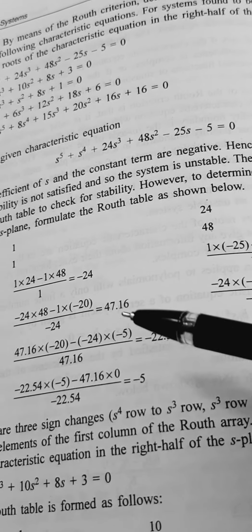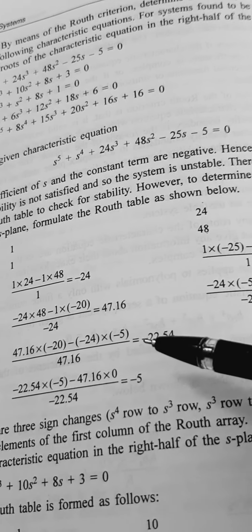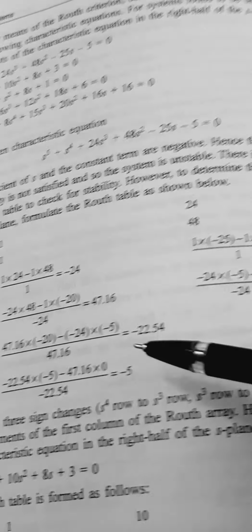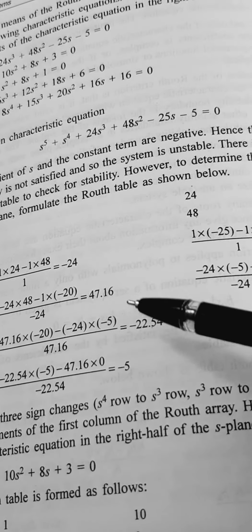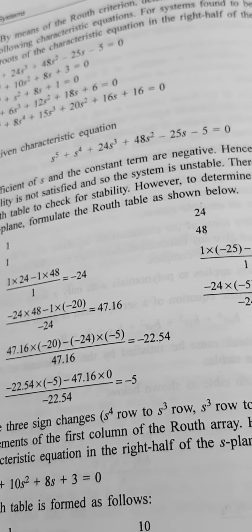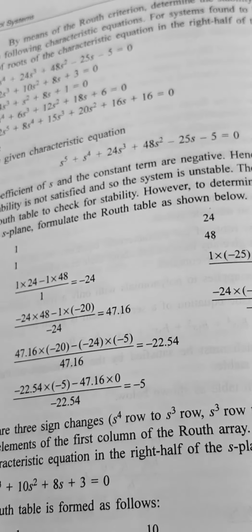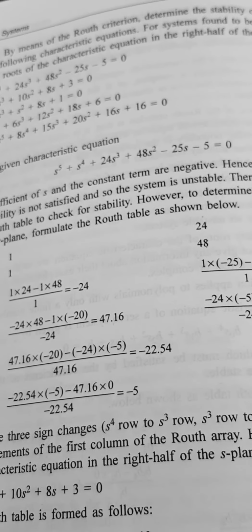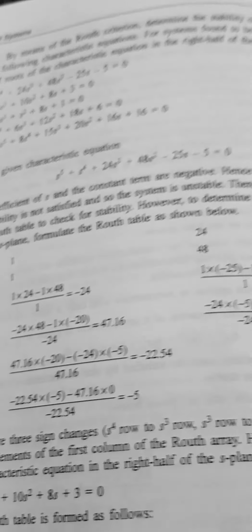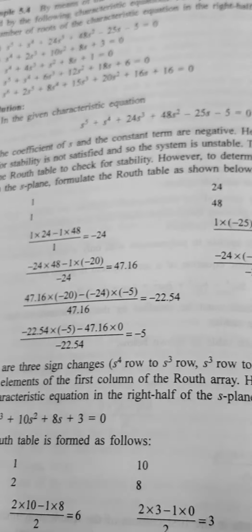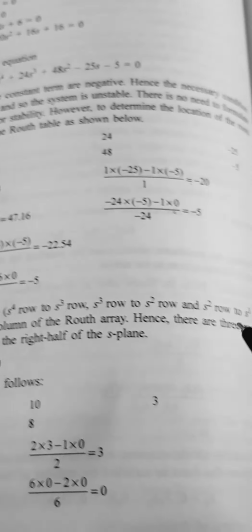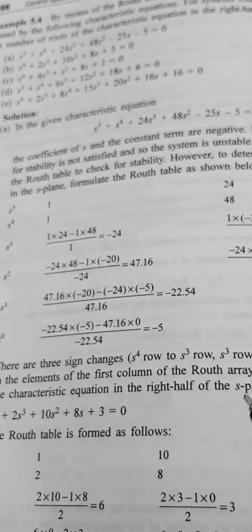Here it is positive, here it is negative. This is the third change. Here it is negative and here is negative. There is no sign change. So there are 3 sign changes. That indicates that there are 3 roots or 3 poles on the right half of the S-plane and the system is unstable. There are 3 sign changes, so that indicates like that.